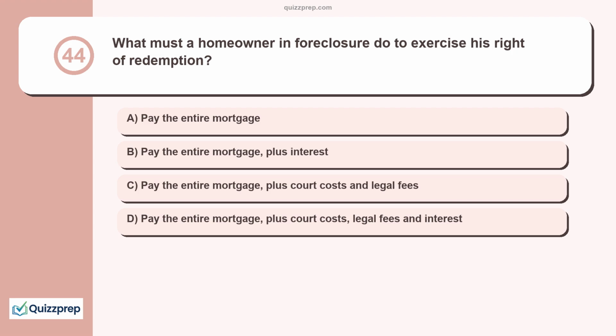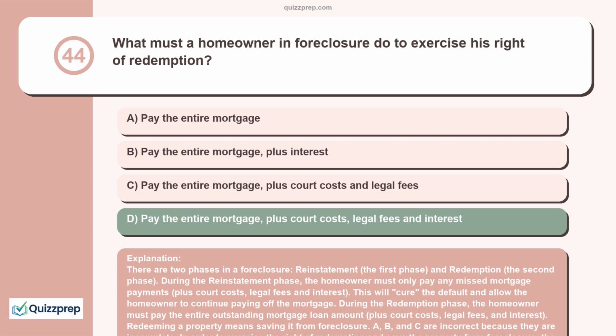Question 44. What must a homeowner in foreclosure do to exercise his right of redemption? A. Pay the entire mortgage. B. Pay the entire mortgage, plus interest. C. Pay the entire mortgage, plus court costs and legal fees. D. Pay the entire mortgage, plus court costs, legal fees and interest.